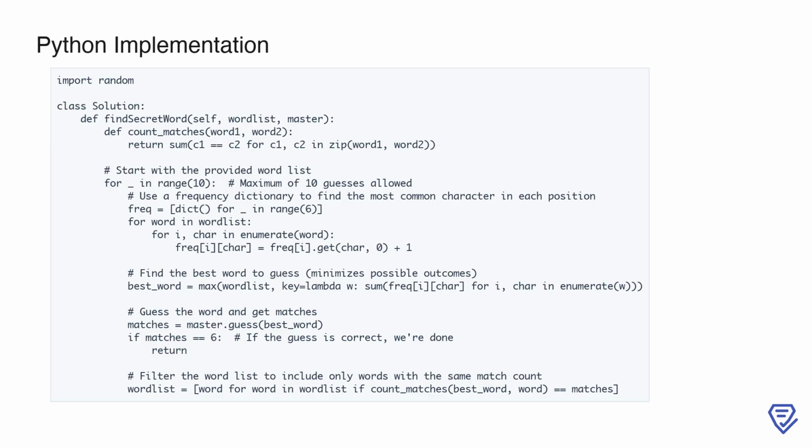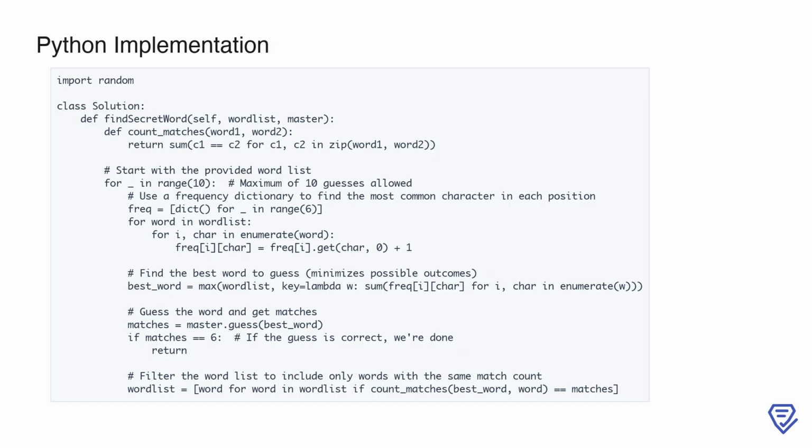The code begins by importing the random module, which is not strictly required but can be useful for testing purposes. The find secret word function is defined within the solution class, and it takes two arguments: word list, a list of potential secret words, and master, an instance of the master API that provides the guess method. The helper function count_matches is defined to calculate the number of matching characters at the same positions between two words. This is used to filter the word list based on feedback from the master.guess method.